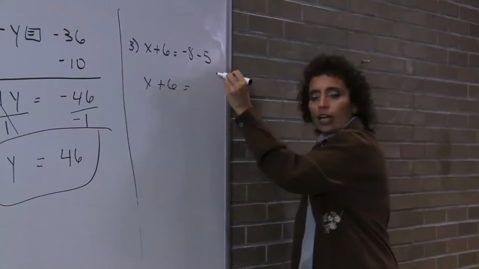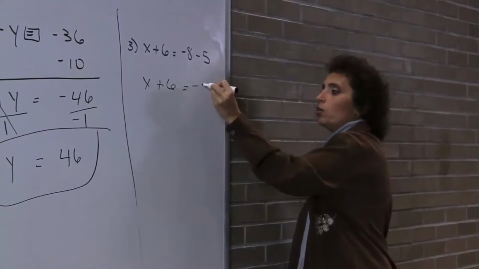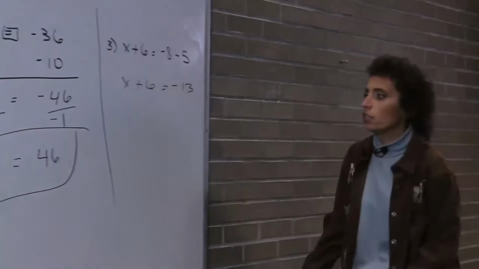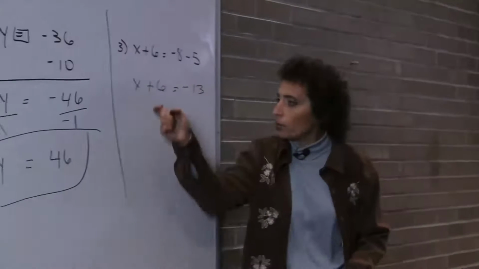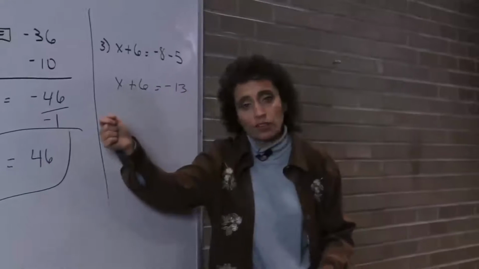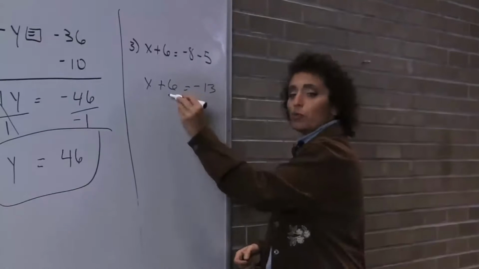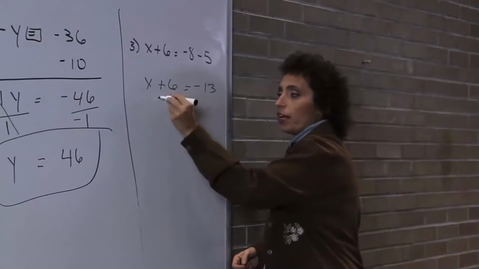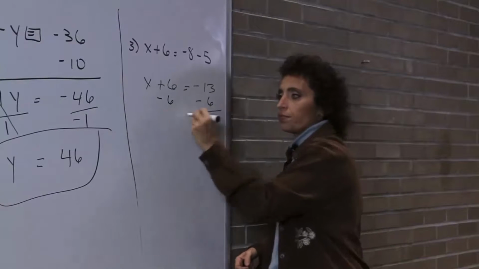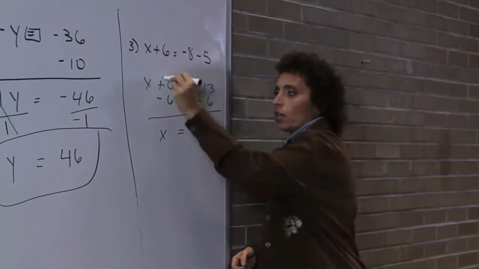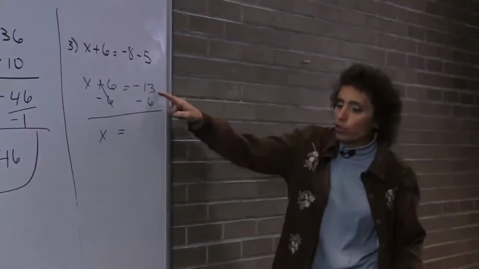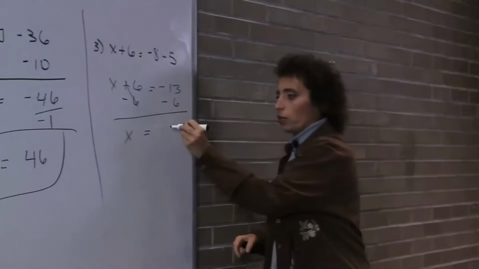I owe 8, I owe 5. That means I owe 13. Now I have my problem. I'm solving for x. All the x's have to be on one side, all the numbers on the other. Again, I'm going to have to move somebody. I'm going to move the 6. The opposite of adding 6 is subtracting 6. And I owe you 13, I owe you 6, so I owe you 19.